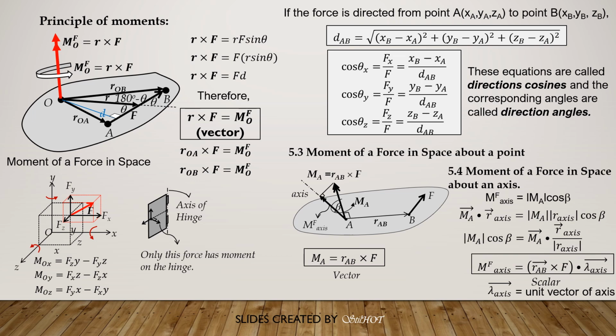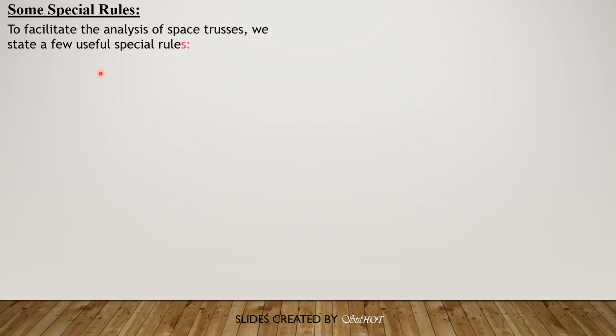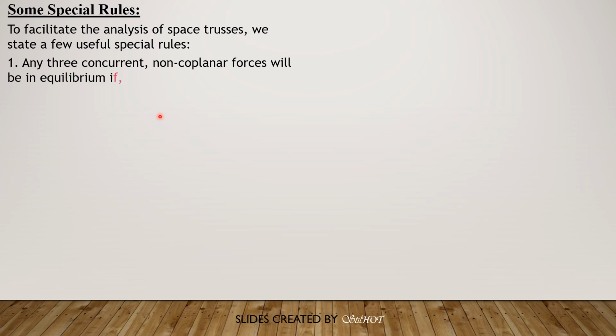So to understand the principle, let's discuss some special rules in order to facilitate the analysis of space truss. The first rule is any three concurrent non-coplanar forces will be in equilibrium if and only if all three forces are zero. Remember, in 2D, if there are only two forces that are not collinear, then for the two forces to be in equilibrium they must be zero. If it is 3D, then it is extended to three.